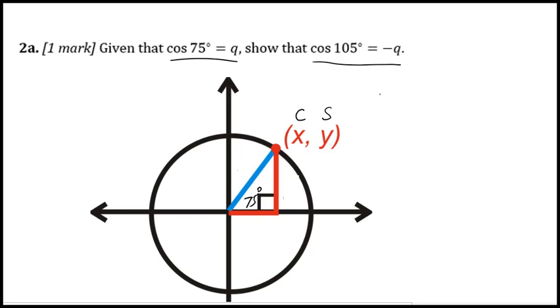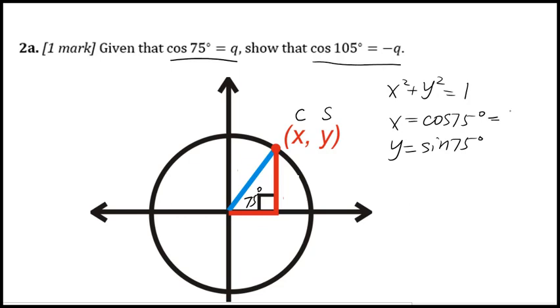The fact for this unit circle is x squared plus y squared equals 1. And also x equals cosine 75 degree and y equals sine 75 degree. According to the given information, x equals q. I will draw a horizontal line passing through this x, y like this. Then connect this line.